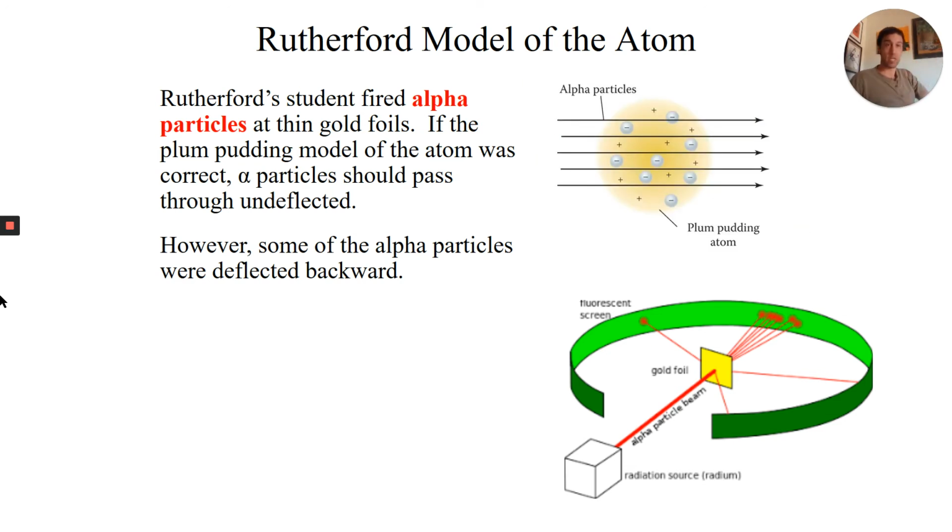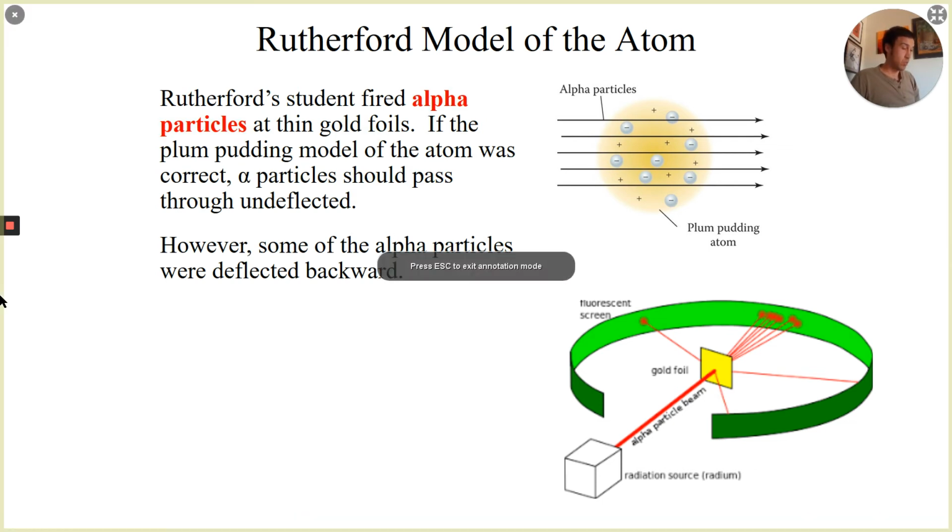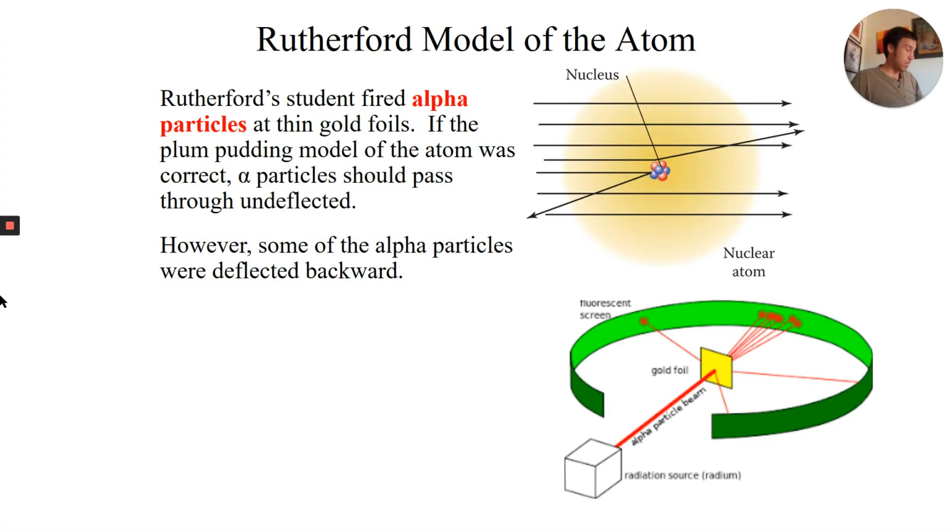So Thomson's model doesn't work because particles did not pass through, or not all of them passed through. Some came flying back at us. Okay, so that's not very good. So what did Rutherford say? Well, we had to have a big, massive thing in our atom, which caused the alpha particles to bounce back. And it had to be tiny because most of the time the particles sailed through. So only some of the time did they bounce back.